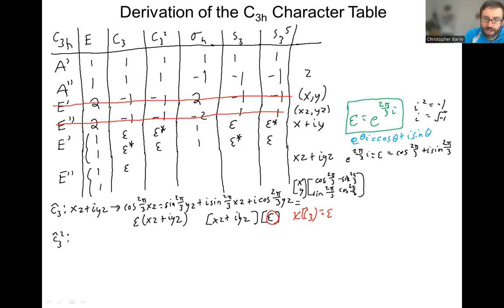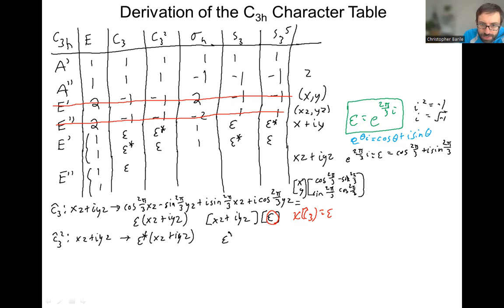But instead of having 2 pi's over 3's, we're going to have 4 pi's over 3's, because we're rotating 240 degrees instead of 120 degrees. And what that ends up doing, and we showed this in the last video, the part 2 video, is that when you have that, you end up getting the complex conjugate of epsilon being the character.